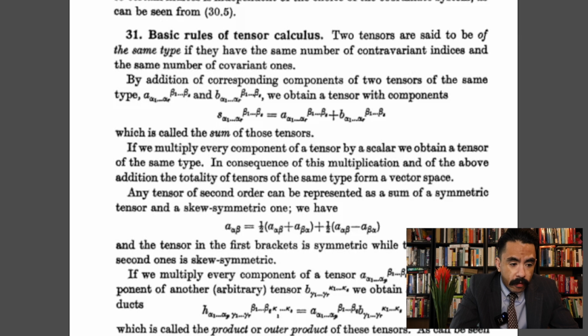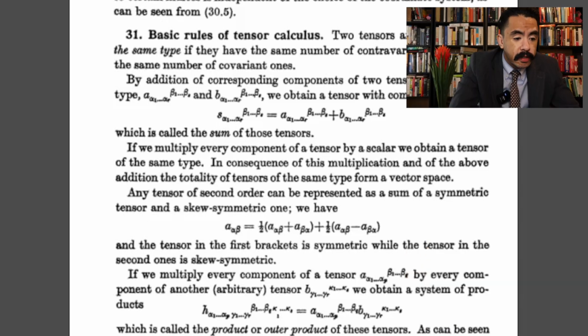We have A sub alpha beta equals 1/2 times the quantity A sub alpha beta plus A sub beta alpha, closed quantity, plus 1/2 quantity A sub alpha beta minus A sub beta alpha, closed quantity, and the tensor in the first brackets is symmetric while the tensor in the second ones is skew-symmetric. Also, just a recap, a symmetric matrix is one such that it is equal to its transpose, and a skew-symmetric matrix is one such that the matrix is equal to the negative of its transpose. So that's going to come into play in the problem that's in a little bit.